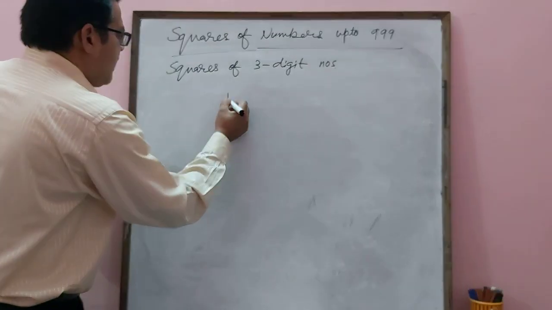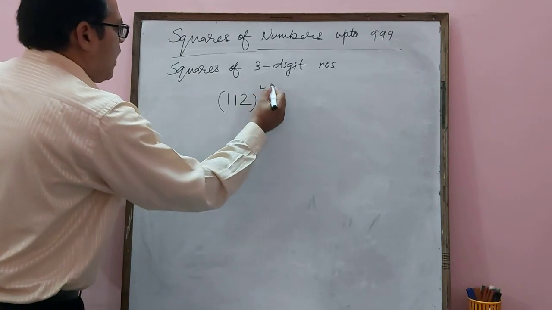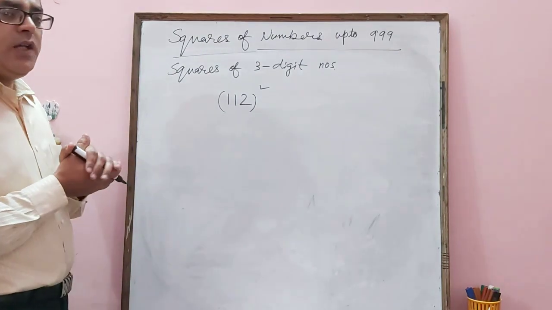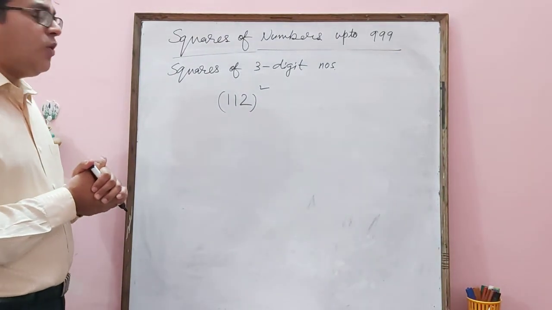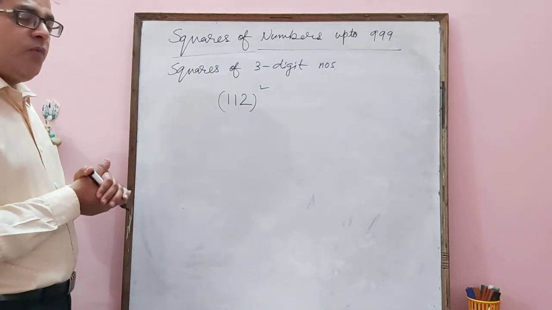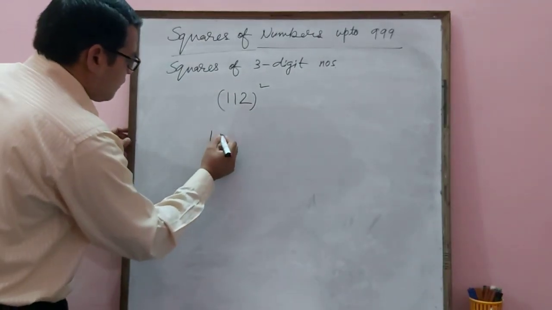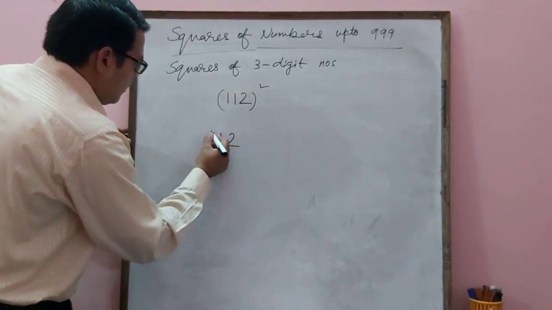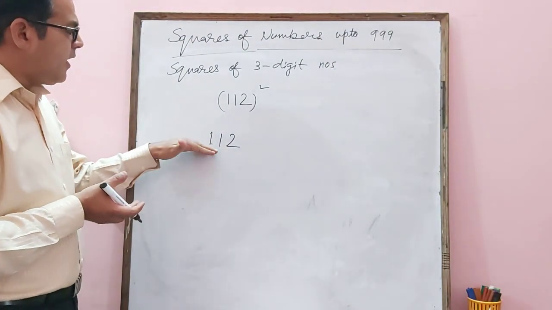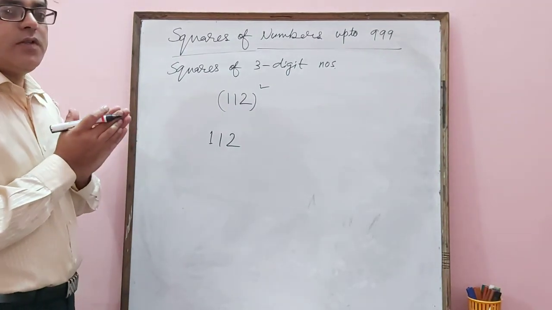So I am taking here the example of 112. I want to find the square of 112. This is a 3-digit number, so be careful. This is very, very important. Two steps again we will follow here. In the first step, we have to find the number which is just nearer to 112 and which has a number of zeros in it.